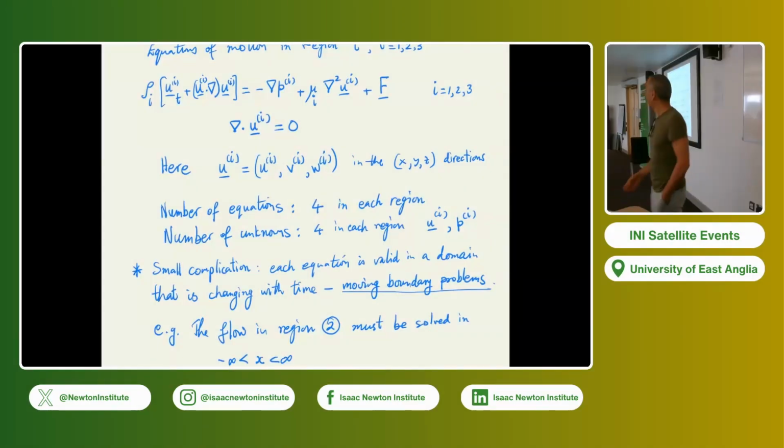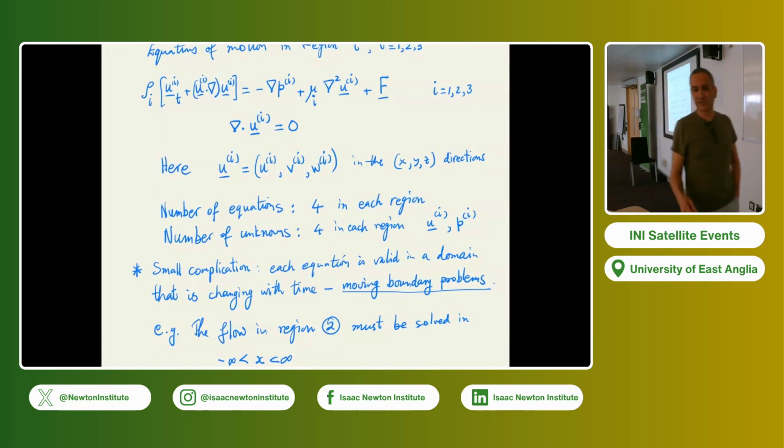Okay, so let's do a count. I just want to do a count and see what's involved in this problem. This is exactly what you would do if you were going to solve it numerically, right? Full Navier-Stokes. So I have four equations for each region and 4 unknowns, U, V, W, and P. Okay, so I have 3 regions, so that's 12 equations, right?